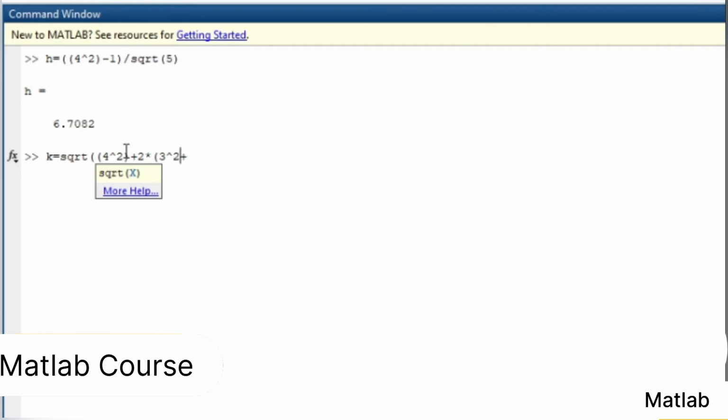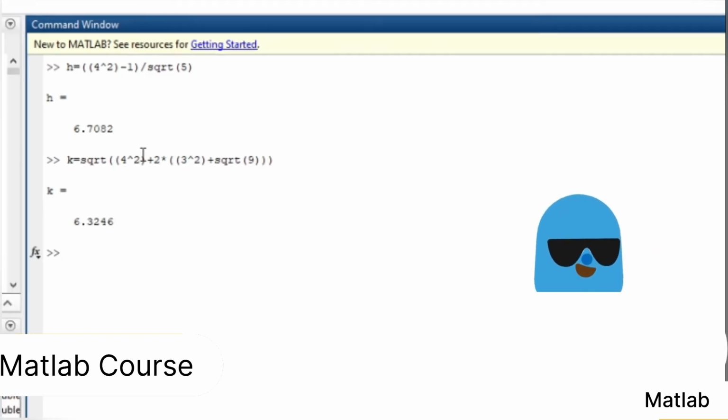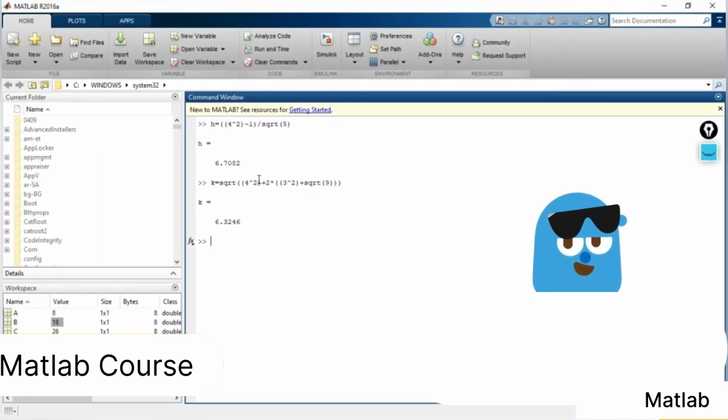you should use this bracket, 3 raised to 2, plus sqrt, square root of 9, bracket over, this bracket over, and finally this bracket over. And once you write it, the answer is k is equal to 6.3246.